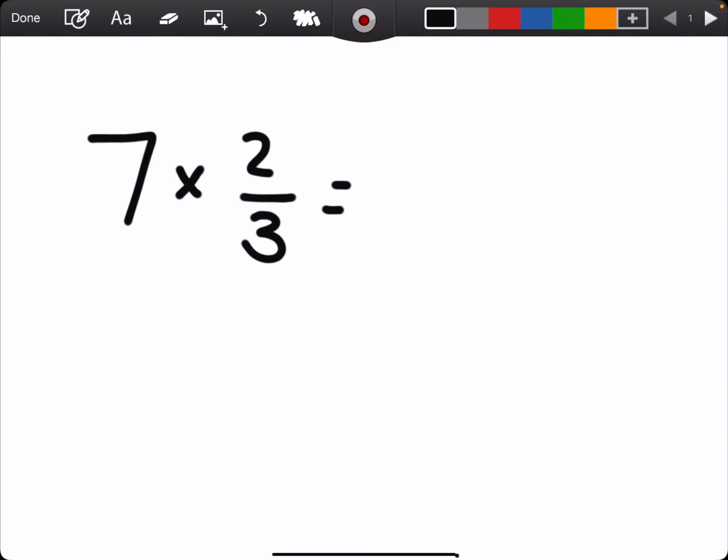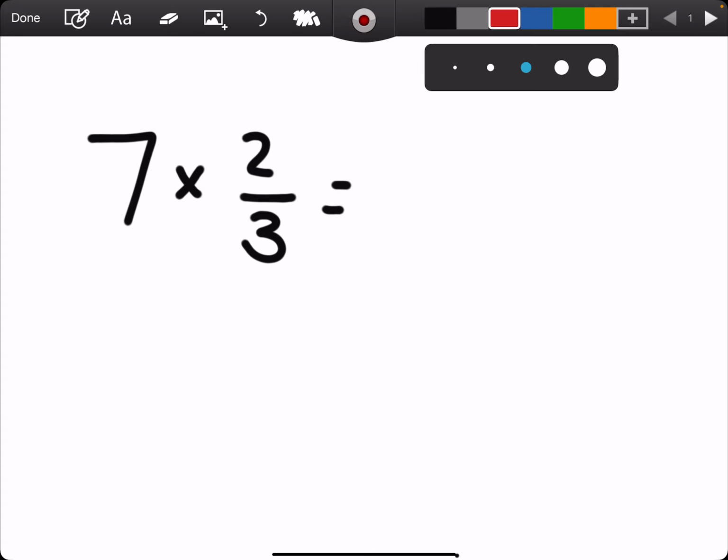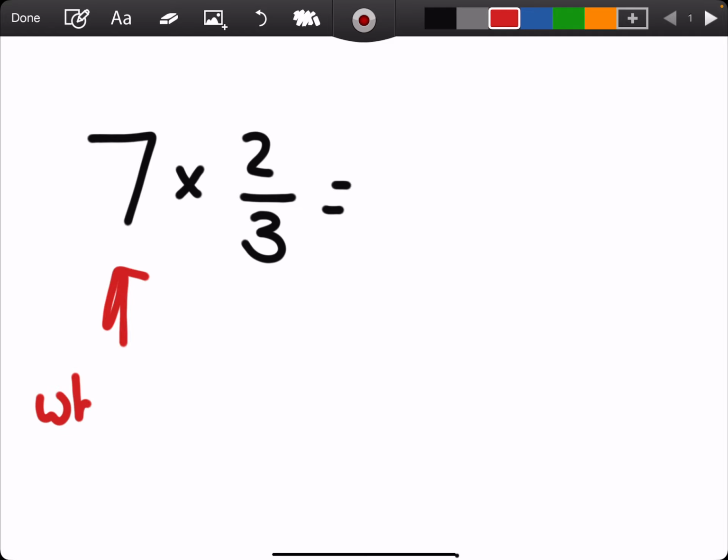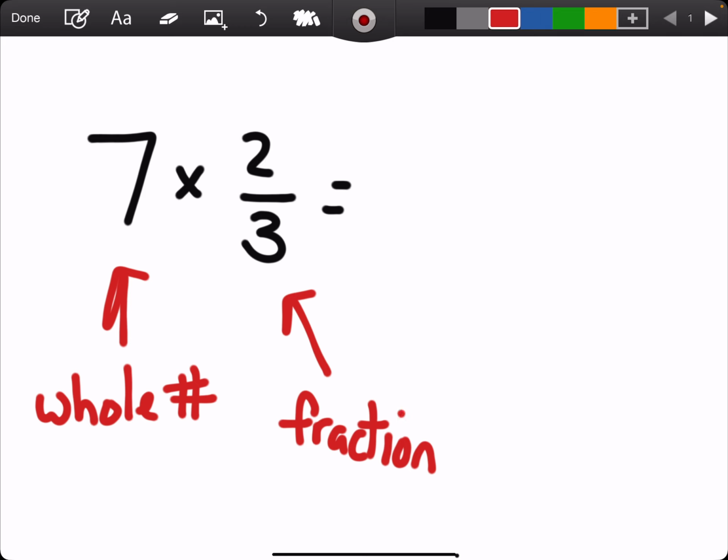Okay, today's video is going to be on multiplying a whole number by a fraction. So when we multiply a whole number by a fraction, like we have right here, you'll see we have the whole number, there's the number sign, and here is our fraction, 2/3.